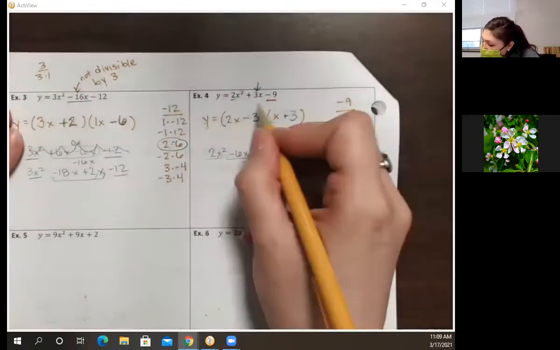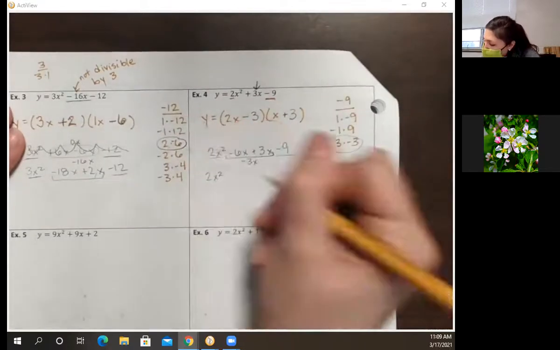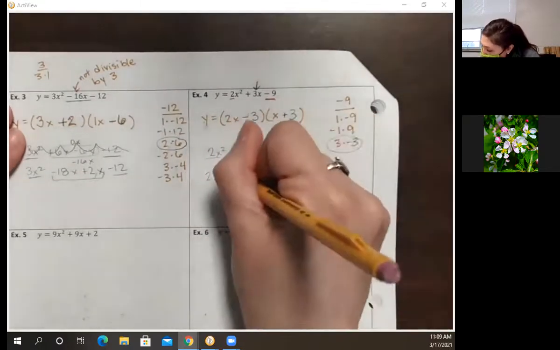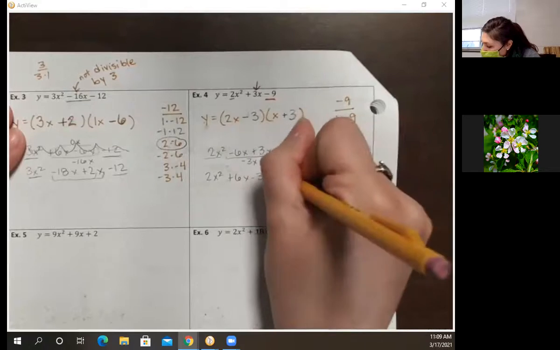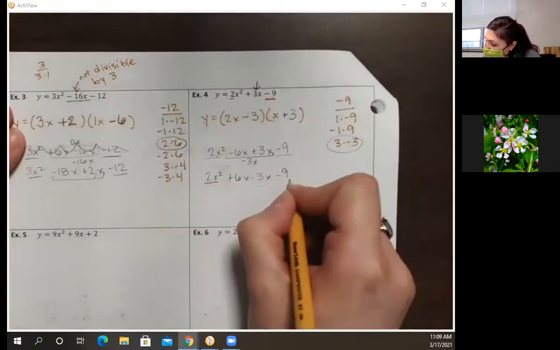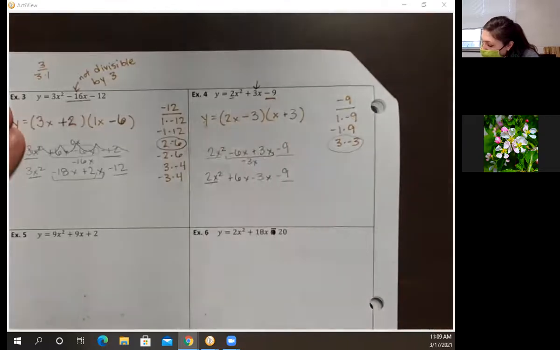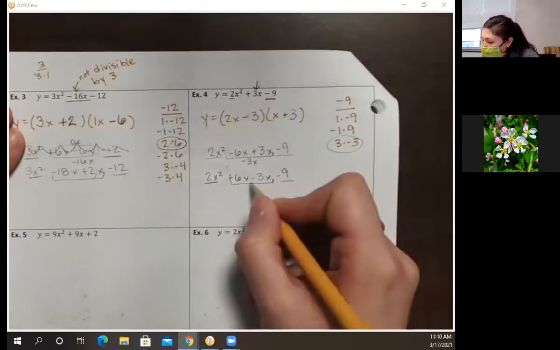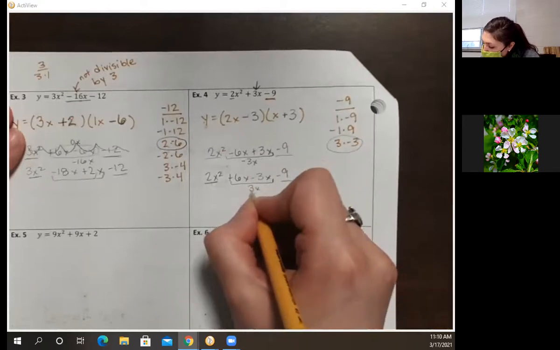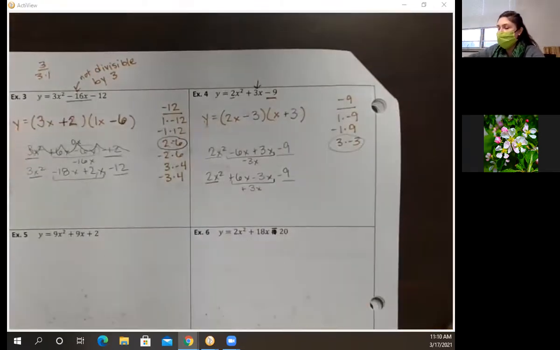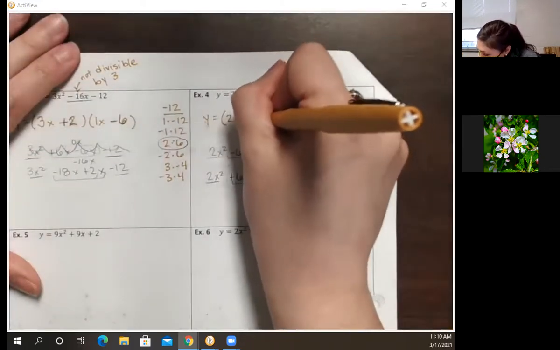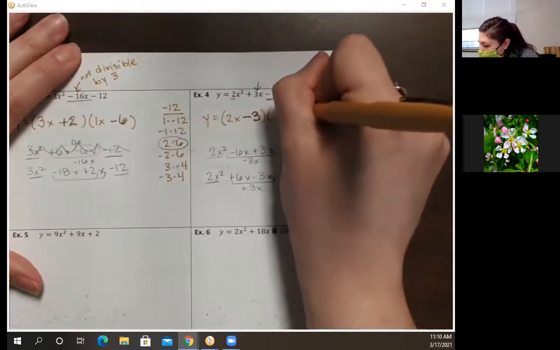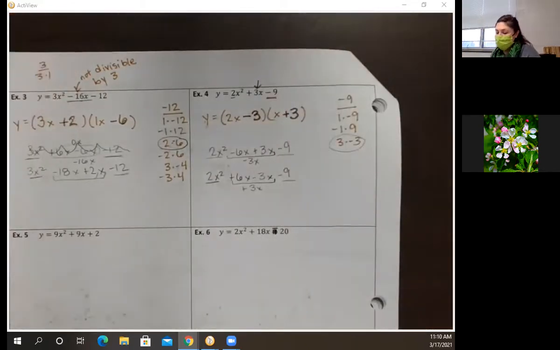Now let's try it again. 2x times x would be 2x squared, and then plus 6x, minus 3x, minus 9. Again, first term and last term look good. They match my original problem. Let's combine our like terms in the middle. 6x minus 3x would be 3x. Positive 3x is what we want. So this is our factored form. So 2x minus 3 times x plus 3. Questions on example 4?